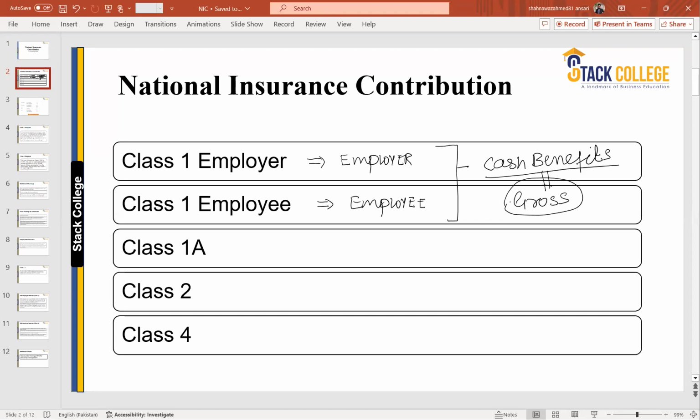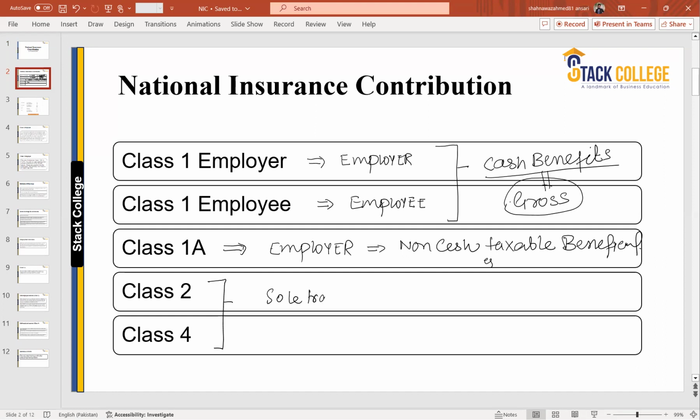While in case of class 1A, this is the responsibility of the employer, and this is to be paid against non-cash taxable benefit. So that means the NIC is not payable on the exempt benefits. Non-cash taxable benefits such as car benefit, fuel benefit, use of assets. And the last two, class 2 and class 4, are payable by a sole trader on the profit. In case of loss to the business, NIC is not payable.